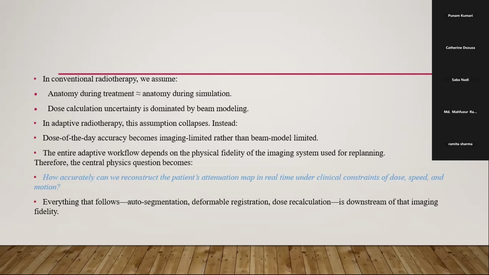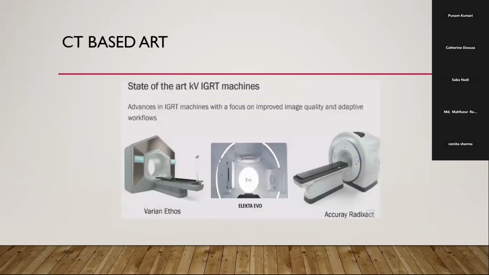So the entire adaptive radiotherapy workflow depends on the physical fidelity of the imaging system used for replanning. Therefore, the central physics question becomes: how accurately can we reconstruct the patient's attenuation map in real time under clinical constraints of dose, speed, and motion? Everything that follows, auto-segmentation, deformable registration, dose recalculation, is downstream of that imaging fidelity.